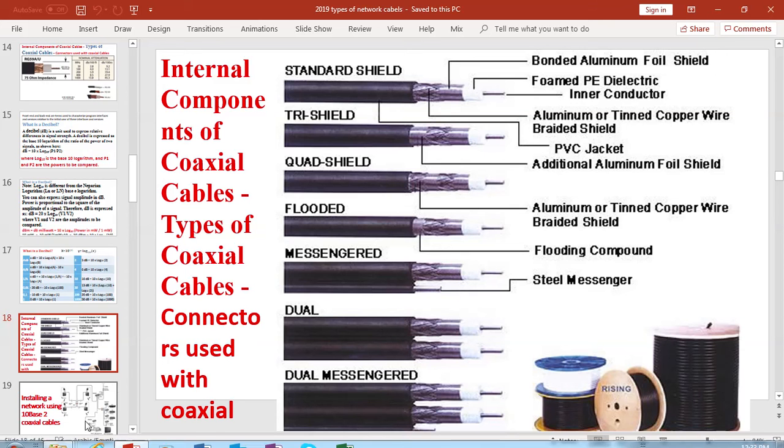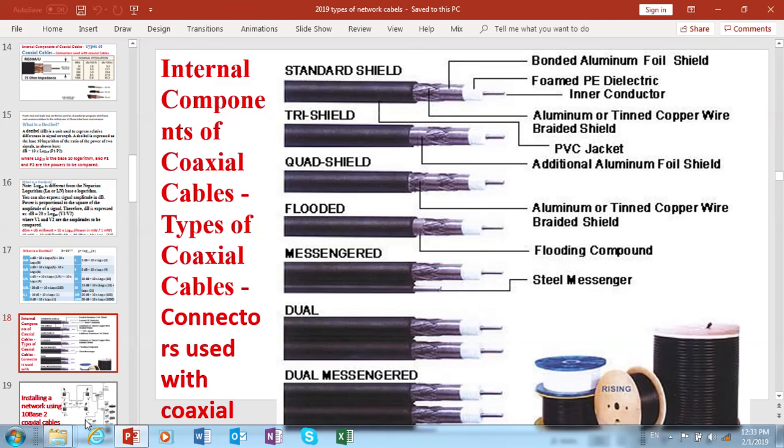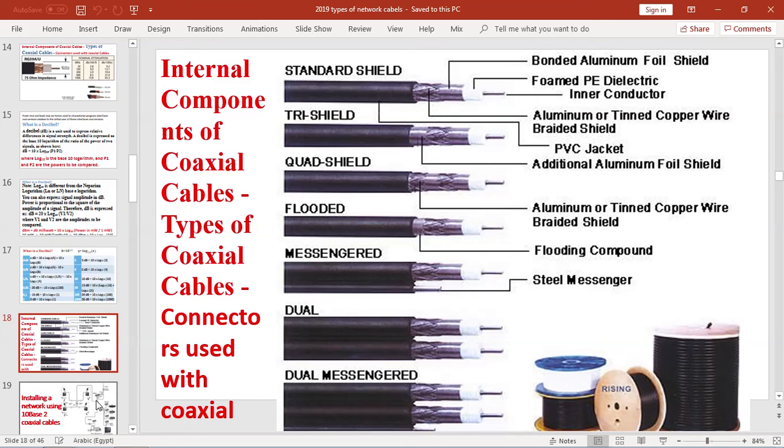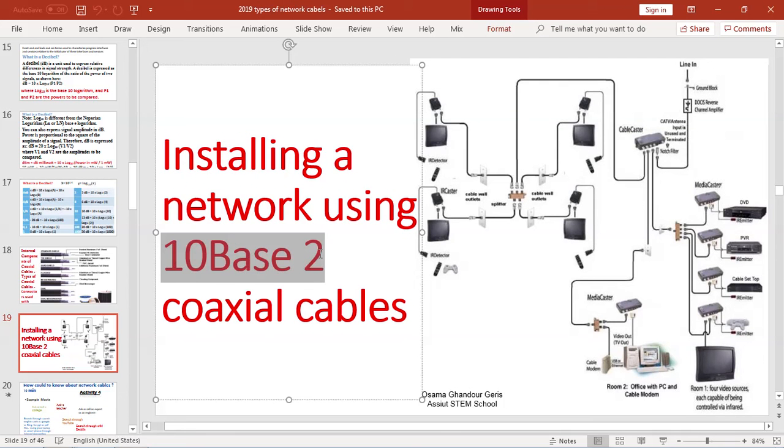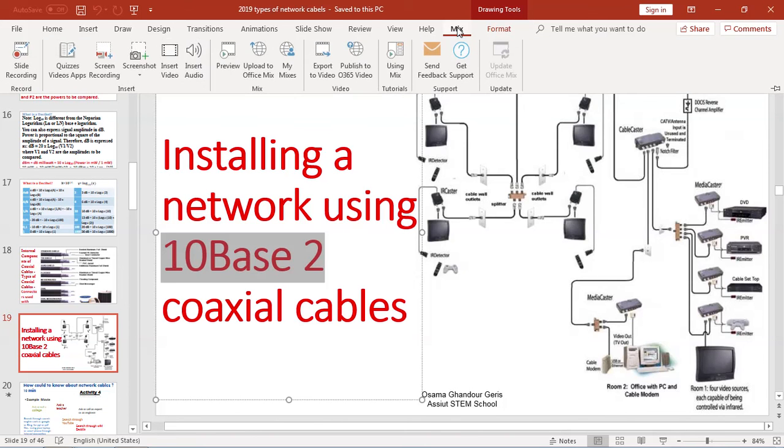These are other types of coaxial cables. Internal components of coaxial cables, types of coaxial cables, connectors. And this is installing a network using 10Base2 coaxial cables. So 10Base2 is related to the coaxial cables. Okay, thank you for listening. We'll complete in the second part. Thanks.